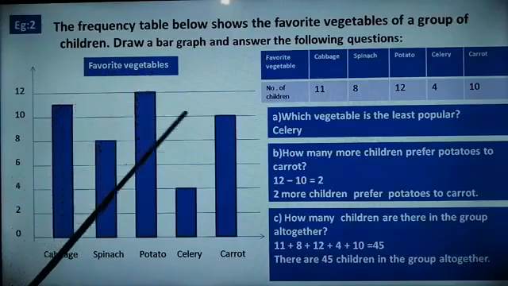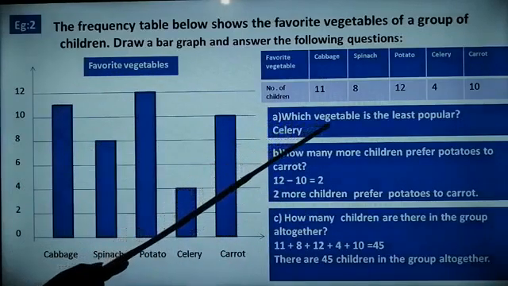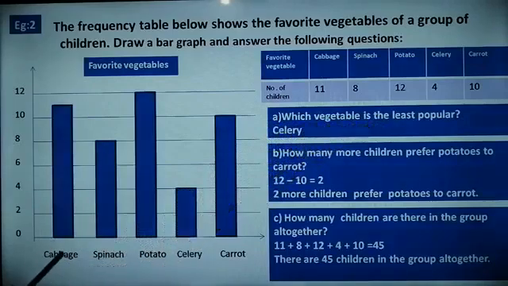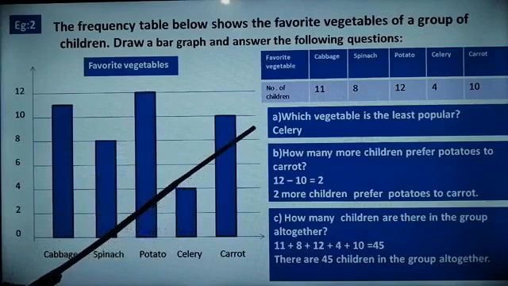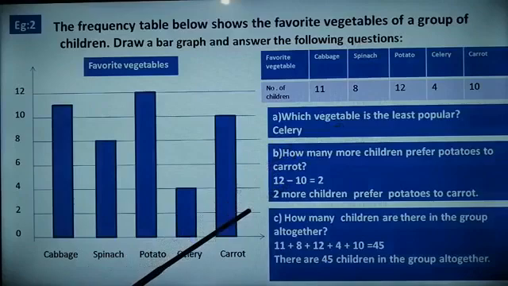Now what is the next step? You have to find the answers for these questions. 3 questions are given there. Question A, which vegetable is the least popular? So you have to check these bars, which one is the shortest bar. Okay, so which one is the shortest here? Celery is the shortest. So that is your answer for this question. Celery is the vegetable that is the least popular.